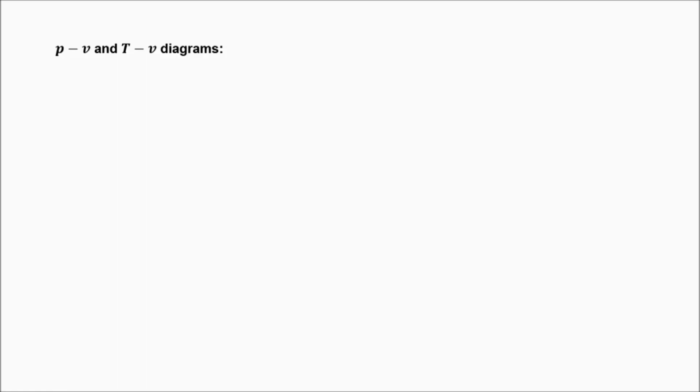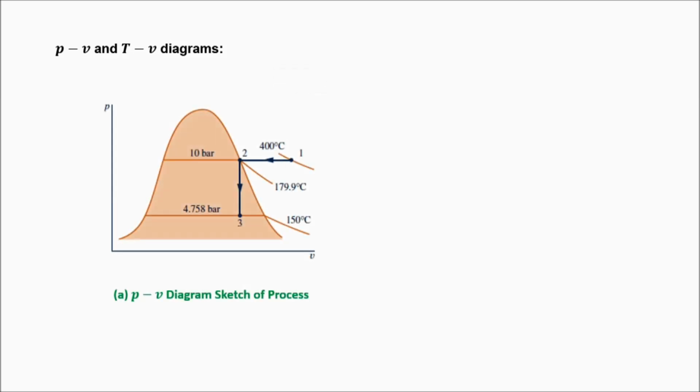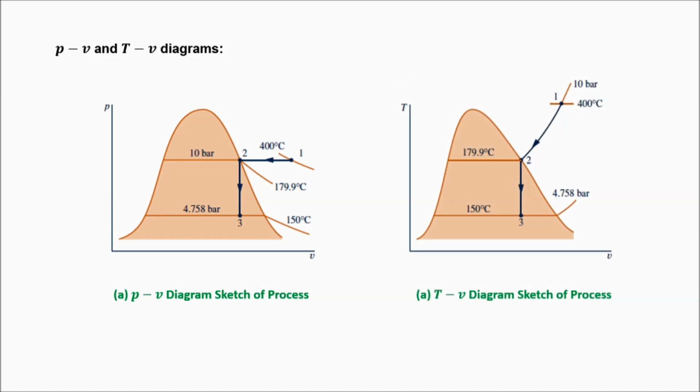The next step is to develop the appropriate thermodynamic diagrams to represent the processes as requested for Part A. The PV diagram and the TV diagram. Note that both diagrams show the vapor dome as the substance is water. Let's highlight both diagrams with the information provided at state 1. Since at state 1 the temperature T1 equal to 400 degrees C is greater than the saturation temperature corresponding to P1 equal to 10 bar, which is 179.9 degrees C, state 1 is located in the superheat region to the right of the vapor dome.